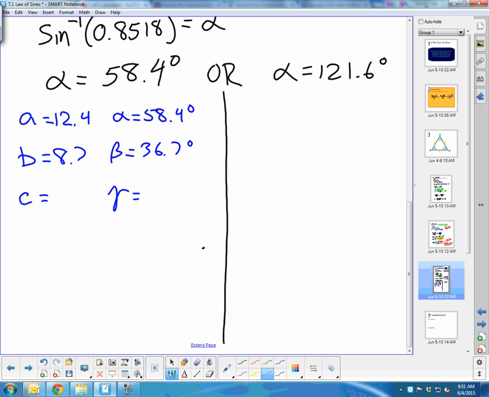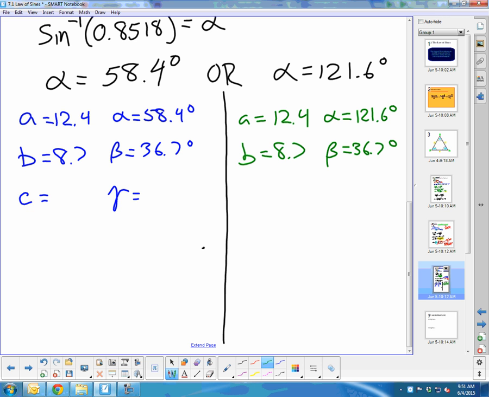On the other side, I know that my A is still 12.4 because that was given. But my alpha is going to be 121.6 degrees. B was given as 8.7, and beta, 36.7 degrees. I still have to find C. I still have to find gamma. So that's what's left to do.